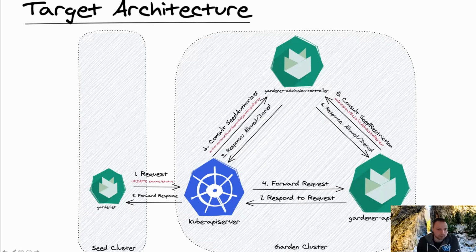And if yes or no, then the request is forwarded back to the Cube API server and then to the gardenlet. And this would be in the future always the flow. Currently, without this security hardening, all the above steps are skipped. The request is sent to the Cube API server and directly allowed by RBAC because it's bound to cluster admin. But now we would have these two additional checks before allowing the request.